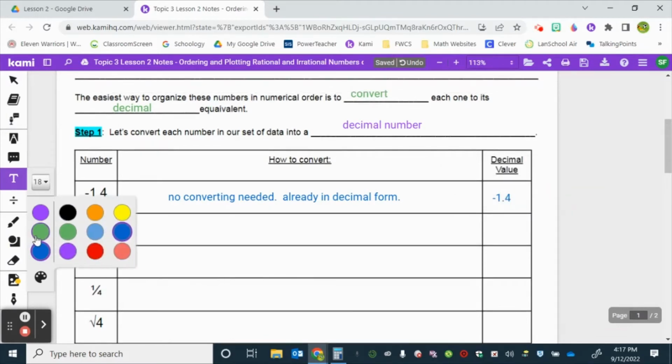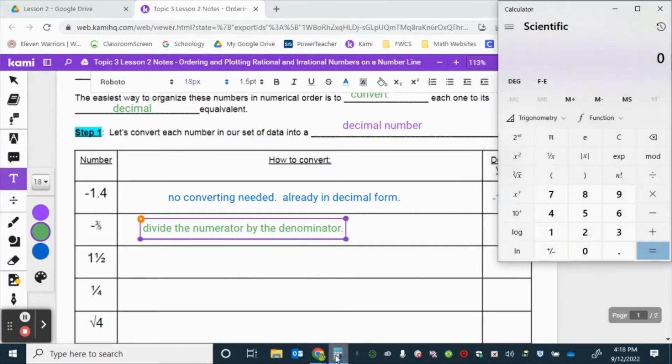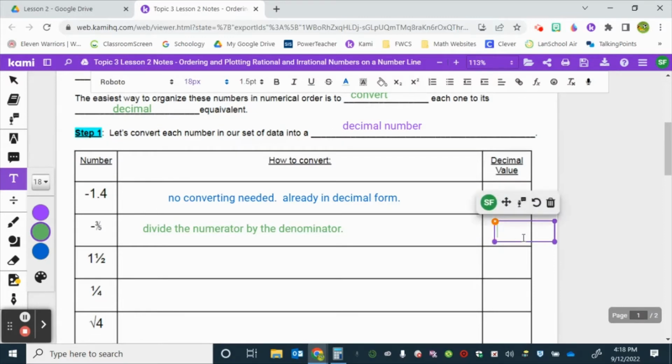Our next number is negative 3/5. And some of you might have heard me say this before, but a fraction is a division problem. So if I want to change negative 3/5 into a decimal, I need to divide the numerator by the denominator. And I'm okay if you use a calculator to help you with this. Pull my calculator up. I've got negative 3 divided by 5. And I can see that's going to give me a decimal value of negative 0.6. So negative 3/5 is equivalent to negative 0.6.